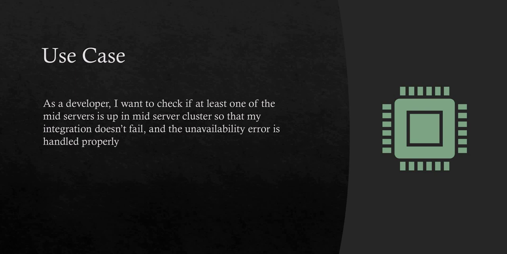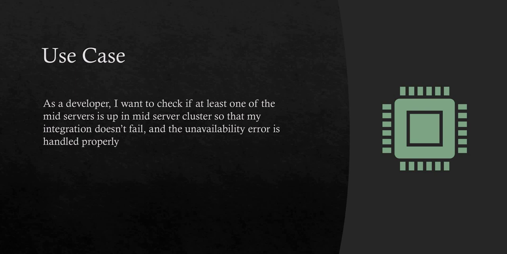So what is the use case? As a developer, I want to check if at least one of my mid servers is up in the mid server cluster so that my integration doesn't fail and the unavailability error is handled properly. For example, you have set up an integration in your flow which is using a mid server, and if that mid server goes down for 5 seconds, 10 seconds, or even a minute, maybe it's restarting, and your flow kicks off at that moment, then the flow will definitely throw an error. So we will be looking at preventing this integration error from happening because your mid servers were down.